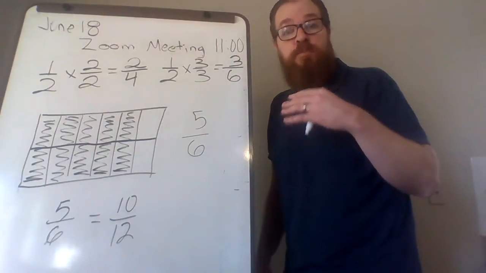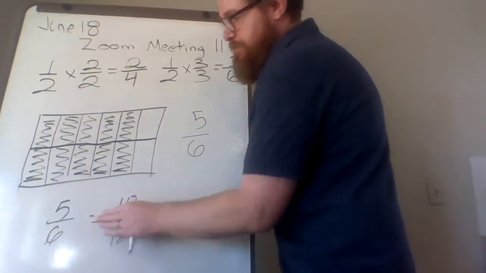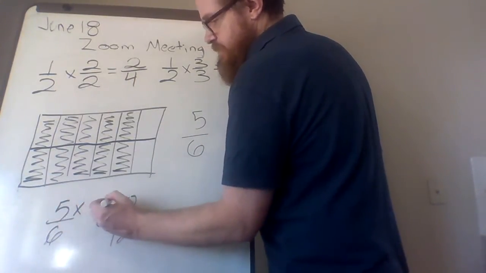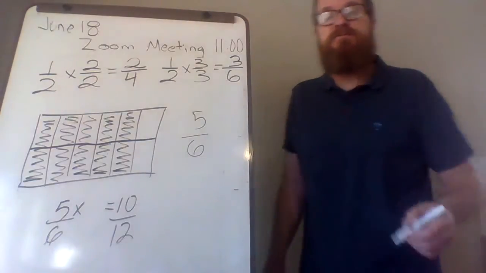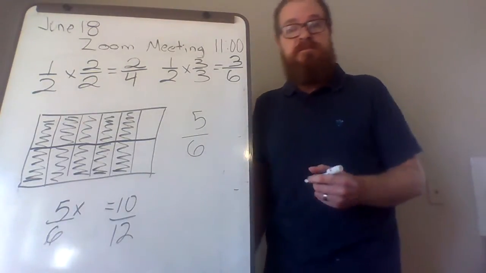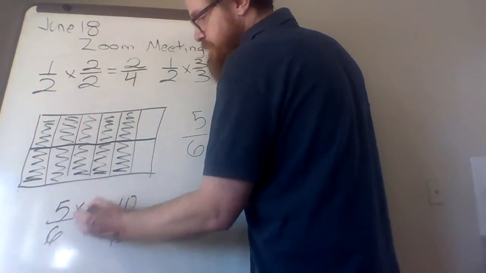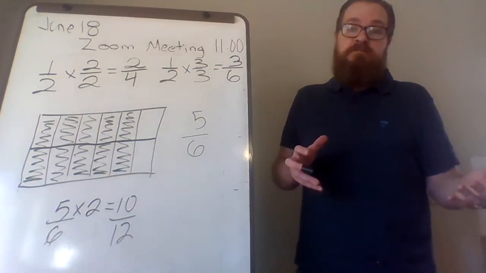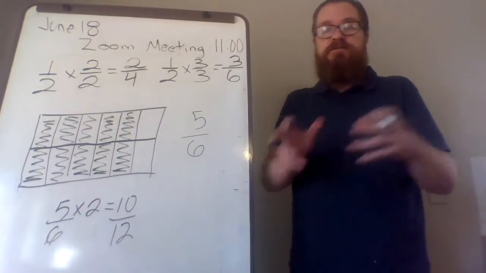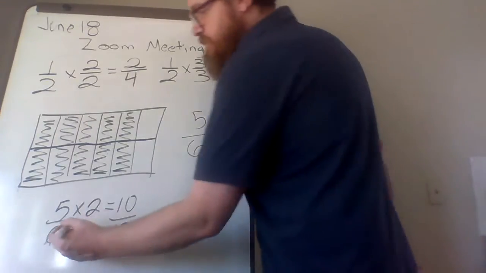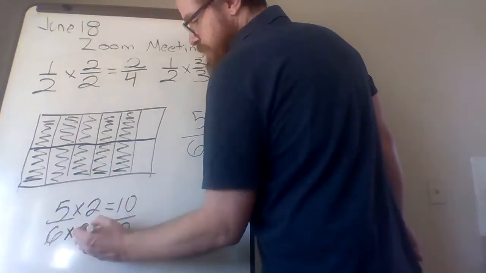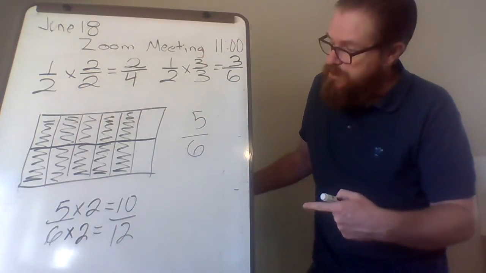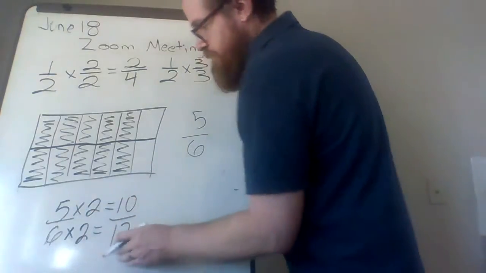Now I also can prove that with my math. I think, what number do I multiply 5 times to equal 10? Do you know what number you would multiply 5 by to equal 10? It's 2. 5 times 2 is 10. Remember, whatever I do to the denominator, I do to the numerator. And whatever I do to the numerator, I do to the denominator. So I'm going to take 6 times 2 also. And 6 times 2 equals 12. So there you have it. 5/6 is equivalent to 10/12.